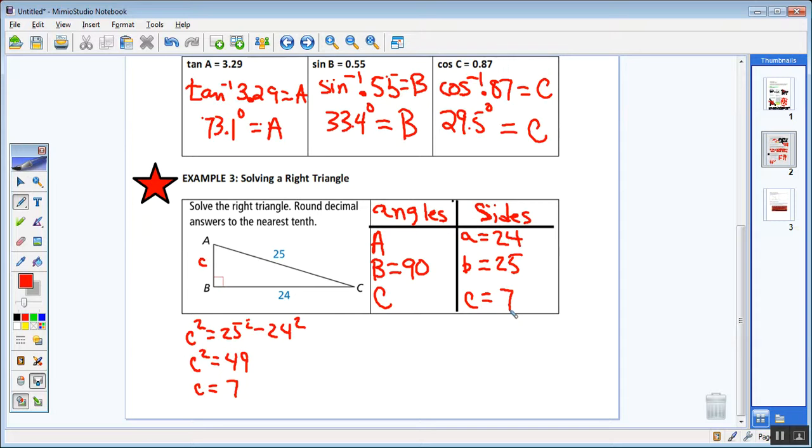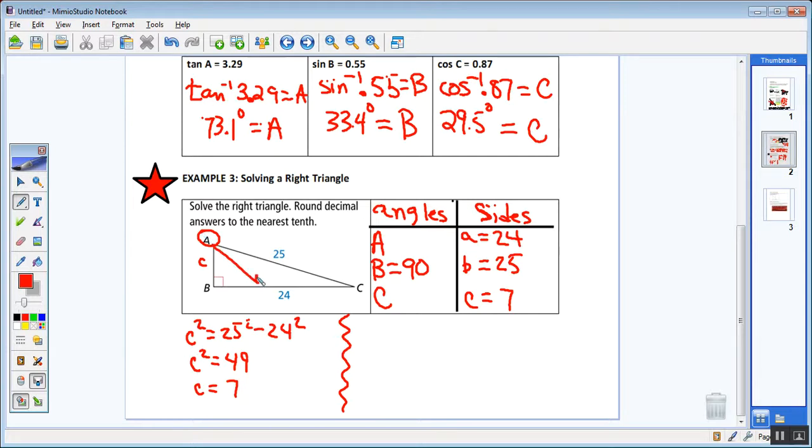So you want to talk me through it so everybody understands here? Which angle are you working on? Are you working on angle A or angle C that we don't know? Okay, so Sonny's chosen to work with angle A. What do you know about angle A right here? Its opposite is 24. Yeah. All right, carry on.